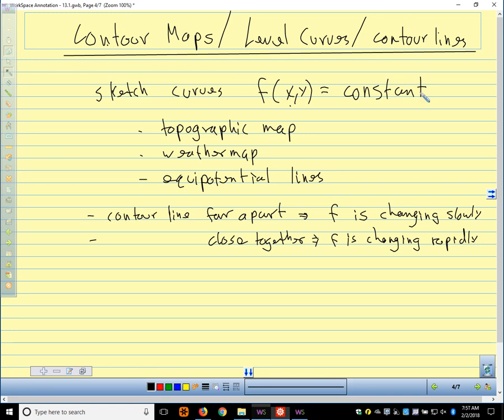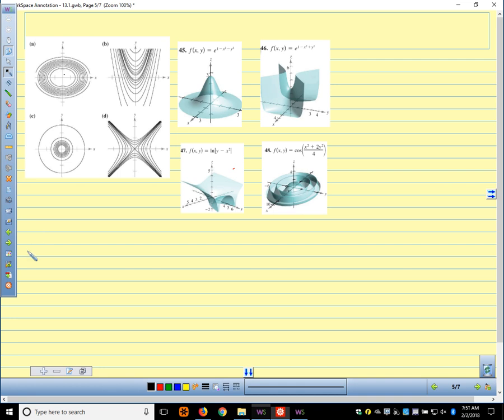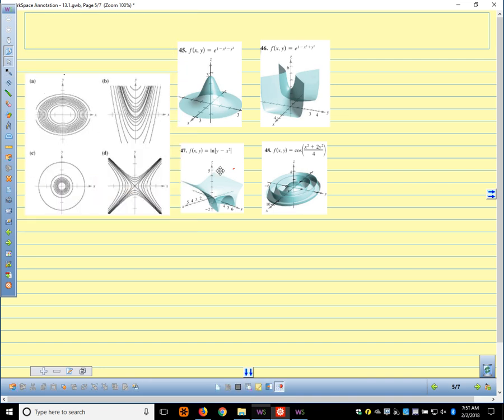All right, so what I want to do is, let me make sure that I have this here. Yes. All right, so we want to match the surface with its contour map. So these are contour maps of the various surfaces. The lines represent constant z values. So we want to match these maps. We know that D is associated with number 46.